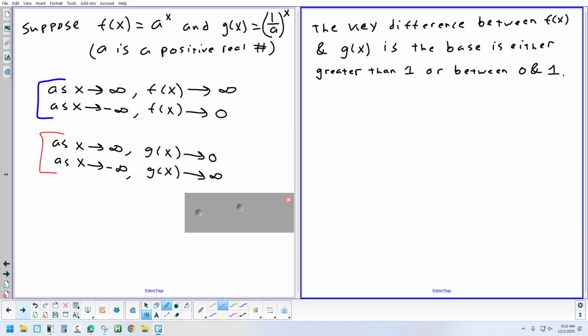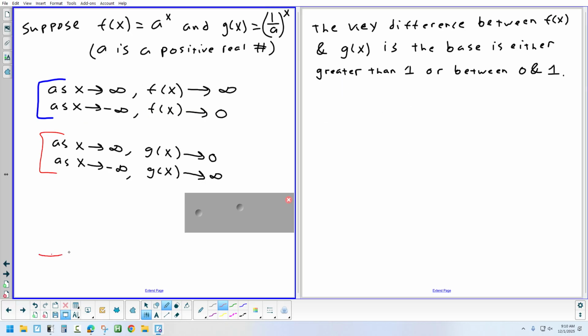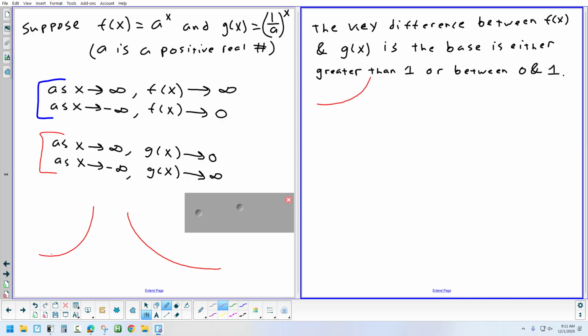So the key difference from a graph doing this to a graph doing this is whether the base is bigger than 1 or between 0 and 1. If the base is bigger than 1, you're going to get a graph that does this. The bigger you make it, the sharper the curve. If you do a base between 0 and 1, it's going to look more like that.